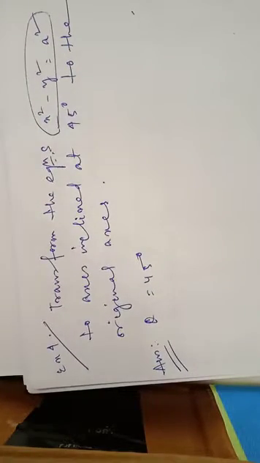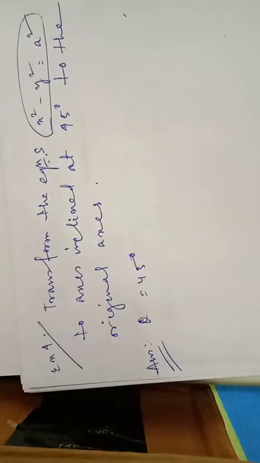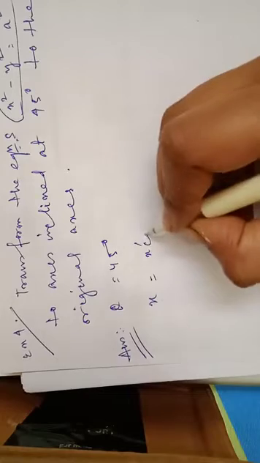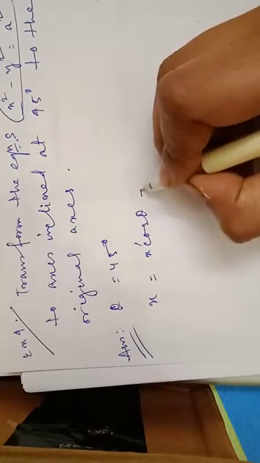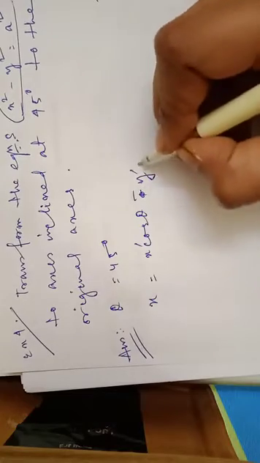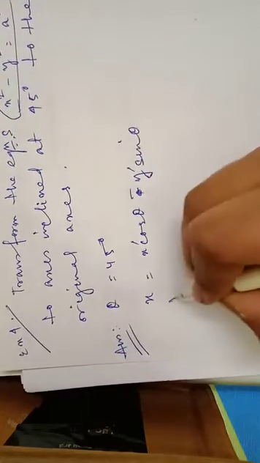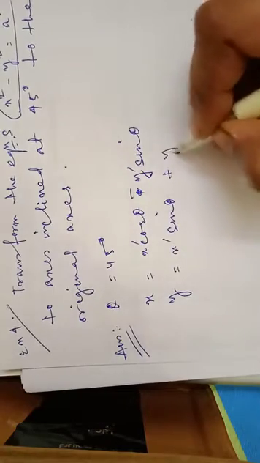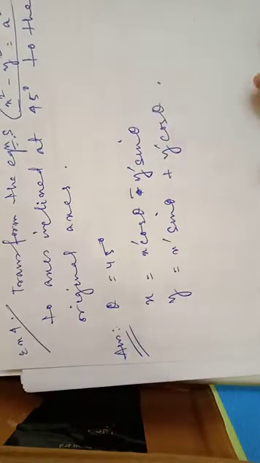Right? This is our equation in the old coordinate system, that is x comma y. We have to find it in the new coordinate system, which is x dashed comma y dashed. So apply the formula. x equals x dashed cos theta minus y dashed sin theta, and y equals x dashed sin theta plus y dashed cos theta.